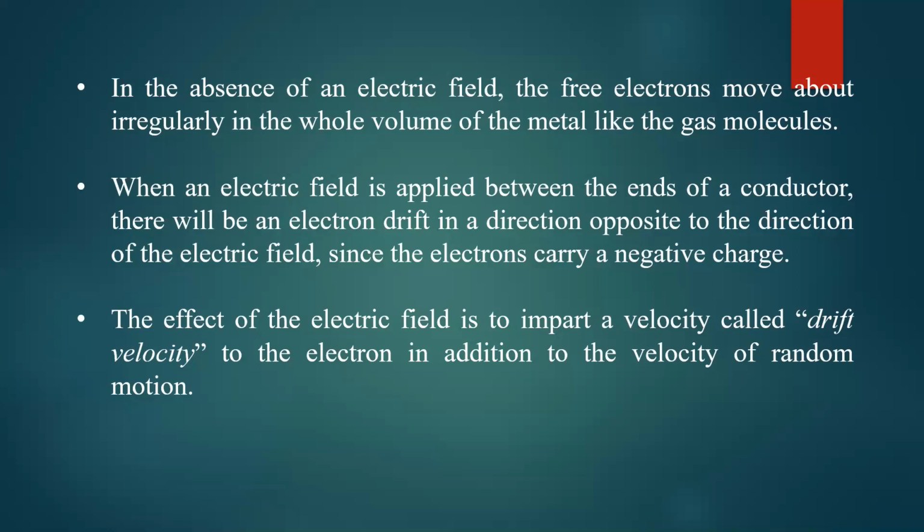When an electric field is applied, electrons will start to move in a single direction and get accelerated. The effect of the electric field is to impart a velocity, called drift velocity, to the electron in addition to the velocity of random motion. So we need to define drift velocity. What is drift velocity? It is the velocity acquired by the electron in the presence of an electric field. Remember this definition. This is called drift velocity.